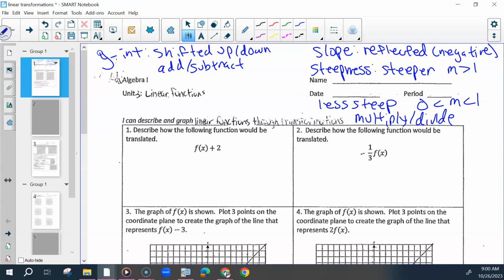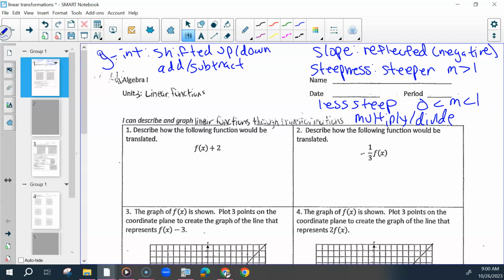So that was a lot of background information. Now we're going to actually put it to use. With all of those things, we need to be able to take those and describe whatever function or graph or whatever is given, as well as graph and describe. So we're going to be doing a mixture of all of those things.